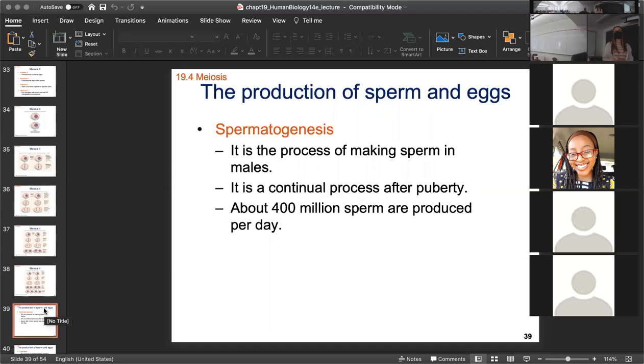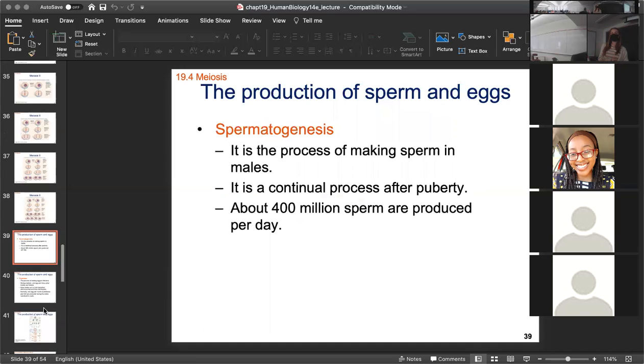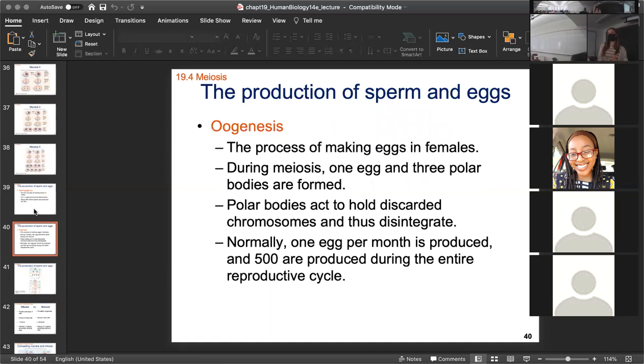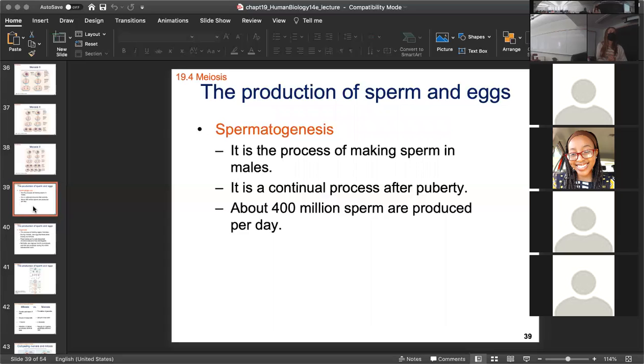The word spermatogenesis is just the process of making sperm in males. So the purpose of this next slide is just to show how we make sperm and egg cells from meiosis. Okay. This is a continuation after puberty, which we talked about in males. So meiosis is occurring in males continually after puberty, and about 400 million sperm are produced per day. Now remember, the sperm don't have personality.